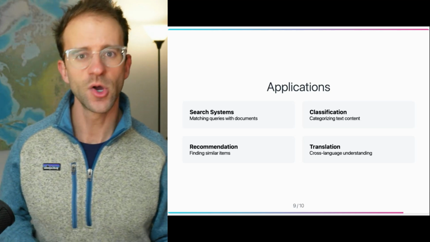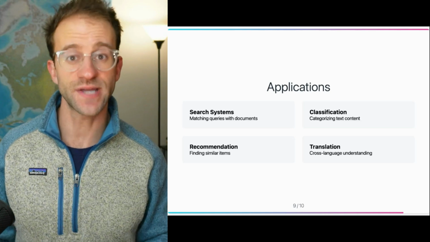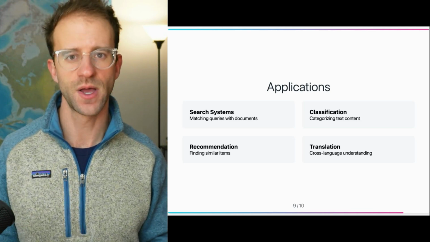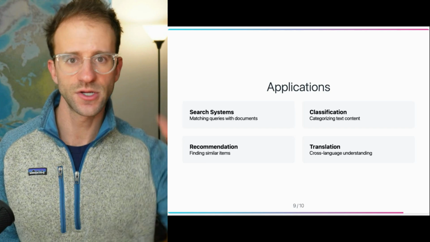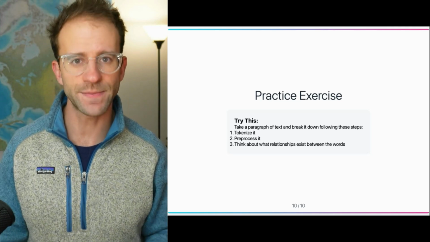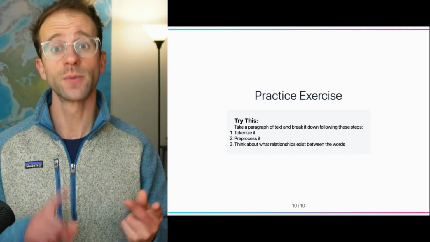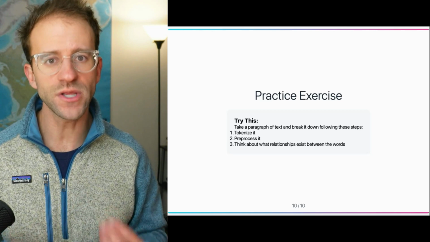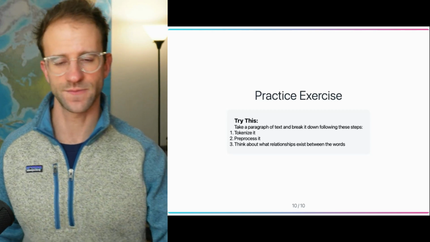In our next lesson, we'll see how to combine these text understanding techniques with other modalities. But first, let's do a quick exercise. Try this. Take a paragraph of text and break it down following the steps we covered. Tokenize it, pre-process it, and think about what relationships exist between the words.